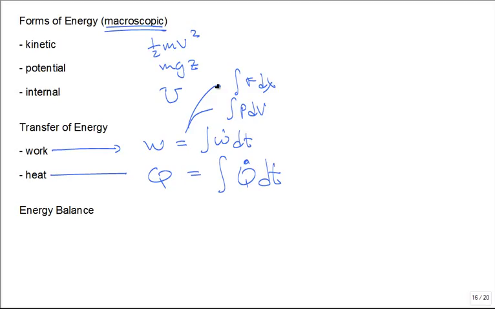Now we have an energy balance. Energy is a property of our system that's conserved. It's a bookkeeping job. You are now a bookkeeper. You need to keep track of energy and to balance it.